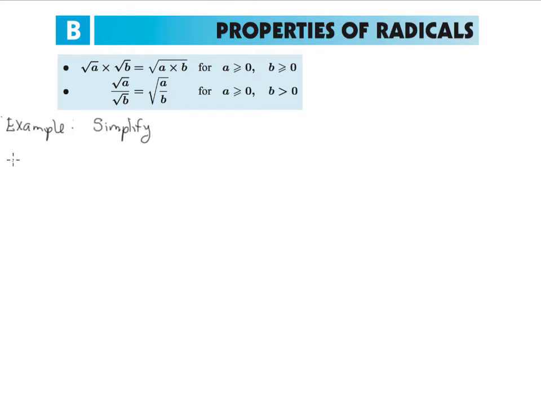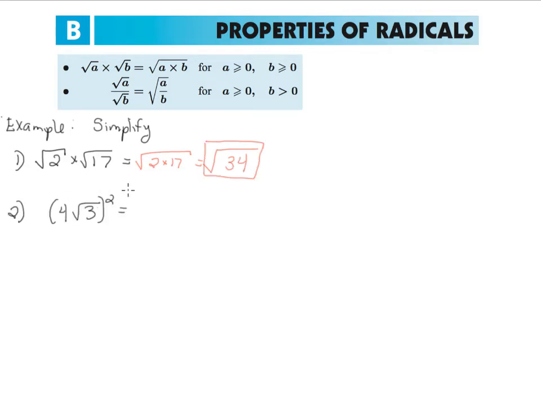For our first example today, let's look at simplifying the following expressions. Say we have the square root of 2, and I'm going to multiply it by the square root of 17. So looking at property number 1 above, this is the same as taking the square root of 2 times 17. And now we just simply multiply 2 times 17 and get 34. So our answer is the square root of 34.